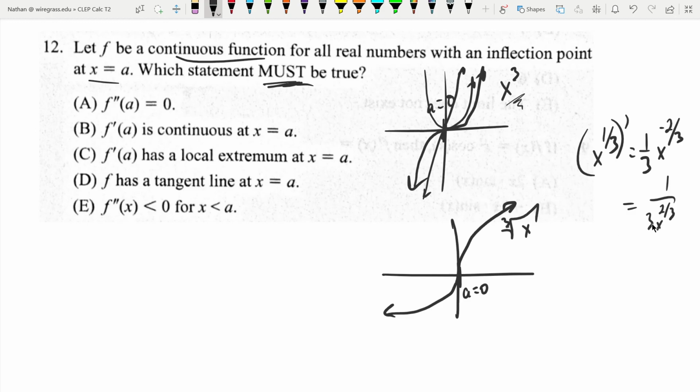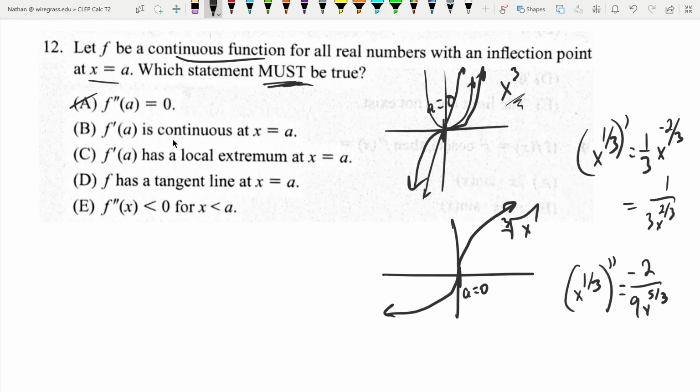Well, if you took the second derivative of this, we would get, let's see, we do 2/3 down. Let me just write it out. Bring down the negative 2/3, and that's going to be a negative 2/9, and then x to the negative 5/3. So it's going to be x to the 5/3 on the bottom. And f double prime at 0, well, we can't plug 0 in there because we have a division by 0. So this can't be true.